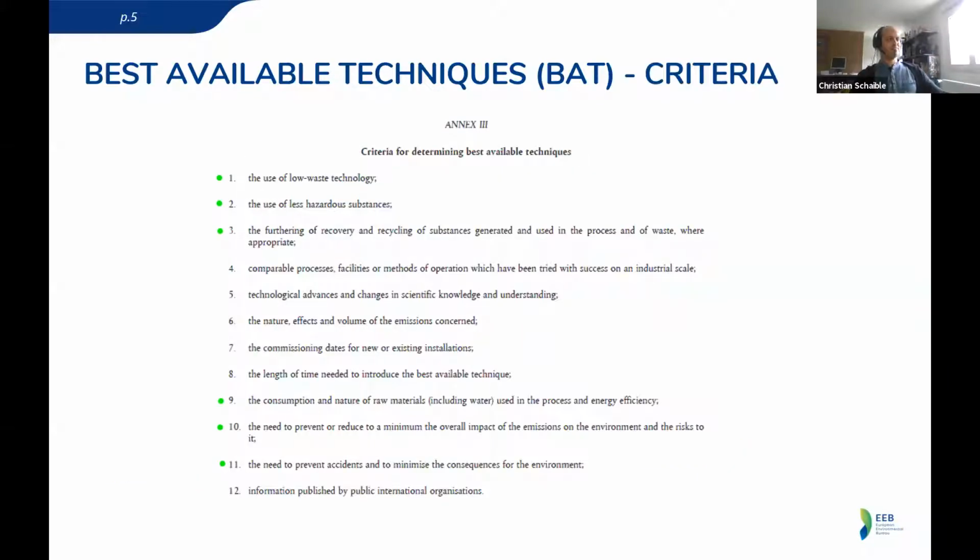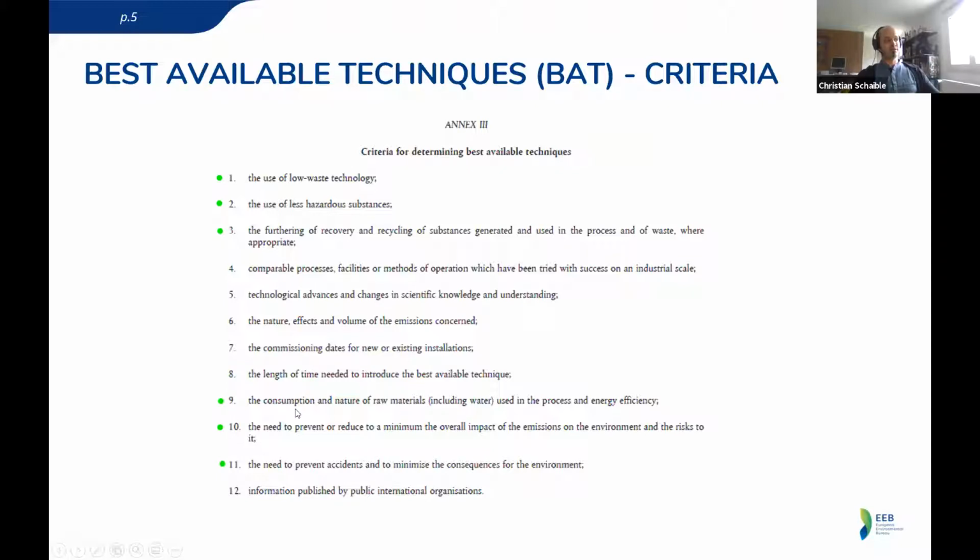So what is BAT supposed to cover? There are some BAT criteria in Annex 3. So in the IED, you will see 12 criteria. I would just highlight a few of them with the green dots because I find them kind of interesting. So you have to use low waste technology. You have to use less hazardous substances. We think you should also produce less of them from the start. Number 3 is quite interesting. It's the circular economy before its time. I mean, it was from 1996, okay, where they designed this. So it's like, you have to recover and recycle substances, not hazardous substances, to optimize as much as possible the process.